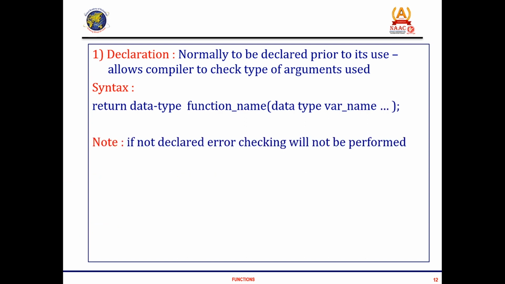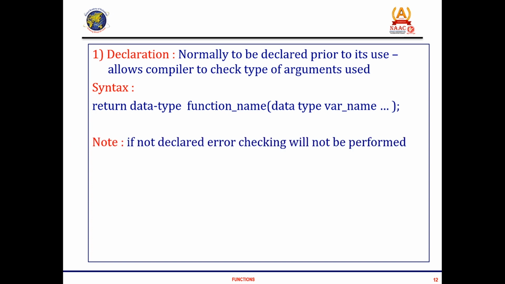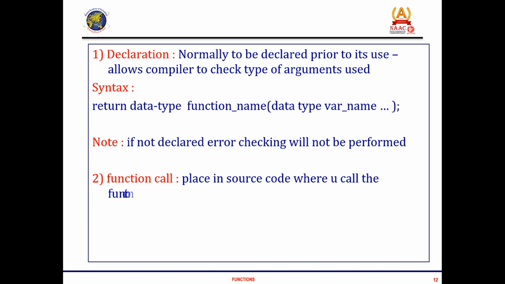Now look at the declaration part. Normally, a function is to be declared prior to its use, which allows the compiler to check the type of arguments that we are using. The syntax is the return data type followed by the function name and the different types of parameters in the brackets. Now, what is the advantage of this declaration? If you do not declare the function, error checking will not be performed. So to be on the safer side, and as a mark of a professional programmer, it is always good to have the declaration part.